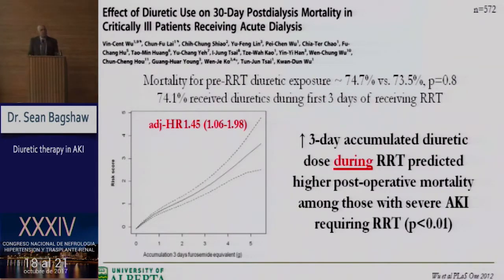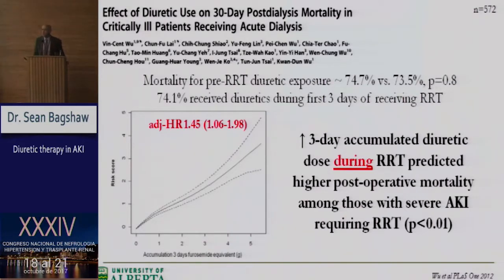Again, there have been some other studies published, and this is by a group led by Vincent Wu in Taiwan, and they looked at diuretic exposure amongst patients who were receiving renal replacement therapy. Now, before the renal replacement therapy, you can see the mortality rates were no different whether you did or did not receive diuretic therapy. About 75%, pretty high mortality in this group. But what was interesting to me is that still 3/4 of patients in this cohort received diuretics while also receiving renal replacement therapy in those first days.